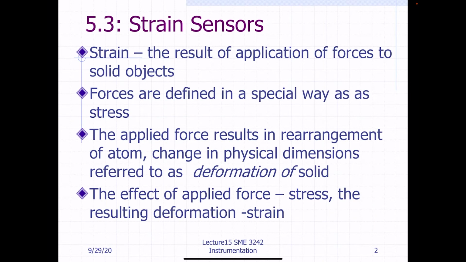What is strain gauge sensor? When a force is applied to a solid object, two effects happen in the object. First, the object will be in stress, and also there will be deformation of the object. This deformation is what we call strain.